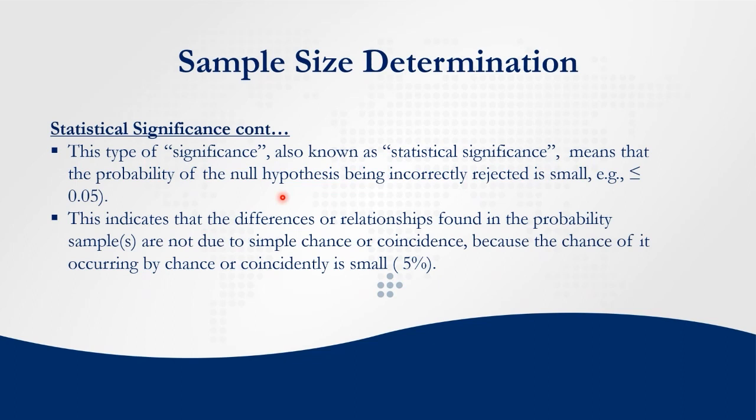So once we do that, the null hypothesis says there are no differences. Relationships found in the probability samples are not due to simple chance. So we don't want our conclusions to be due to chance. Chance means that we just so happen to have a sample that is giving us what we are observing, but it's not a reflection of what is happening in the population, and we want that chance to be small. How small? We want it to be less than 5%.